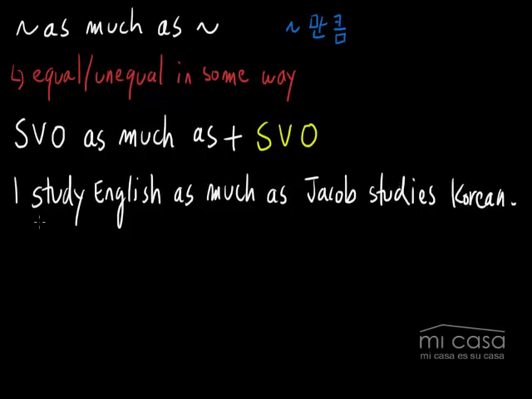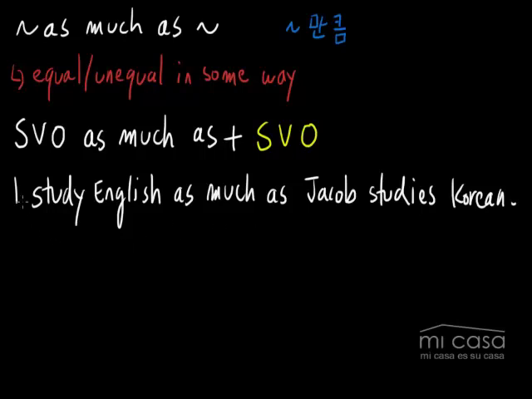So if you can say this, I study English as much as Jacob studies Korean, then I think you're studying pretty well. Not as much as you should probably be, but at least you're studying as much as I study Korean. So what does this mean? Basically it means that how often you study English is equal to how often I study Korean, okay? So again, this is just to talk about how two things are equal.